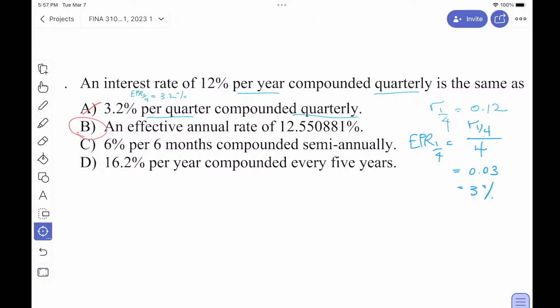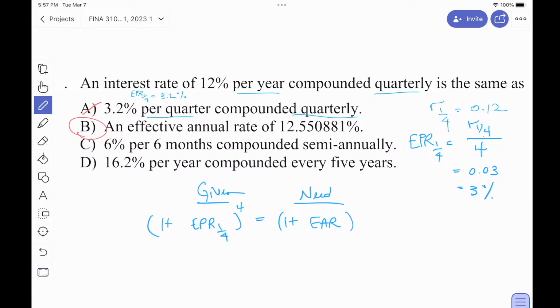Option B is true because I can take this now and check what's the equivalent effective rate. We know that if I'm given the effective quarterly rate and I want the effective annual rate, they are related by the fact that 4 quarters makes 1 year. So if I take 1.03 to the power of 4 minus 1, I should get the EAR. And when you calculate that, you find out that EAR is equal to 12.550881%. So try that and make sure you can get that. And you could stop there.